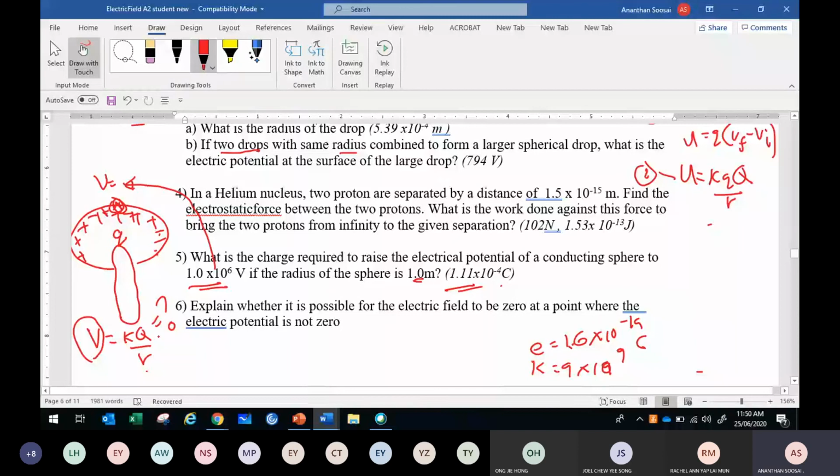So the formula that must come to your mind to do question 5 is V equals kQ over R. So the charge needed at the surface to build that voltage, this is the formula. Okay, any problem with 5? You must think about kQ over R.